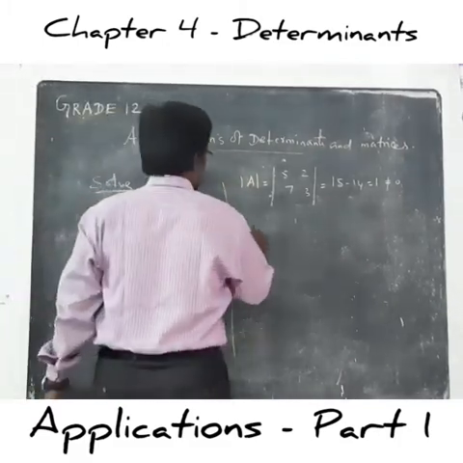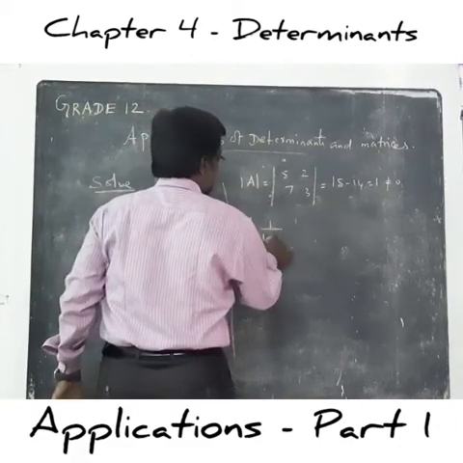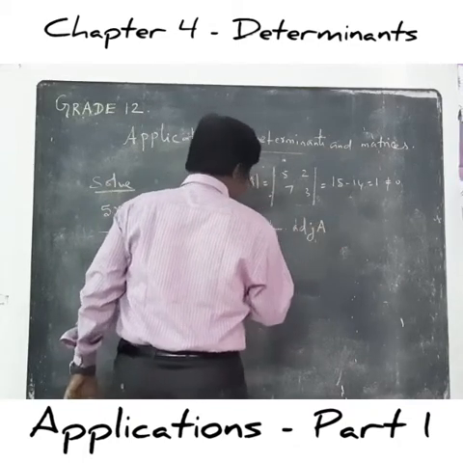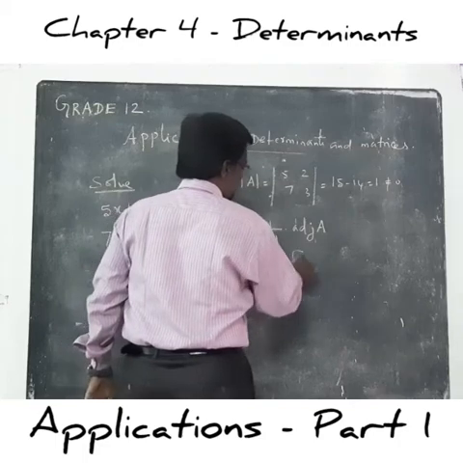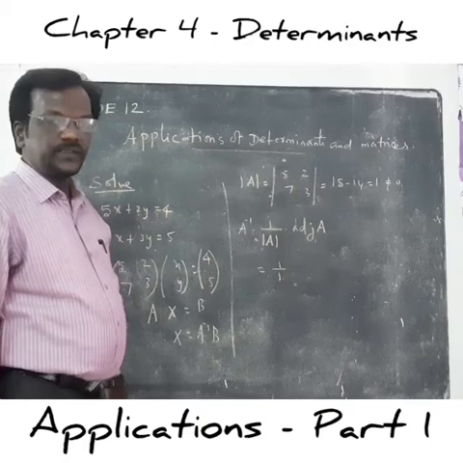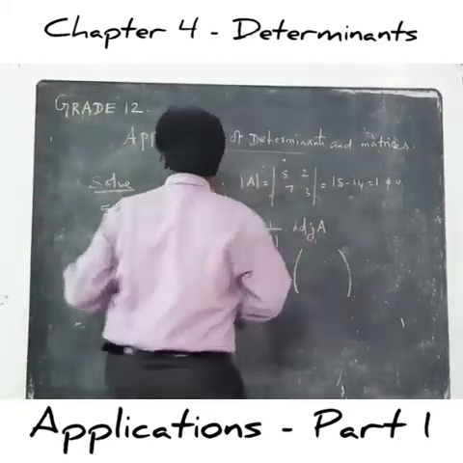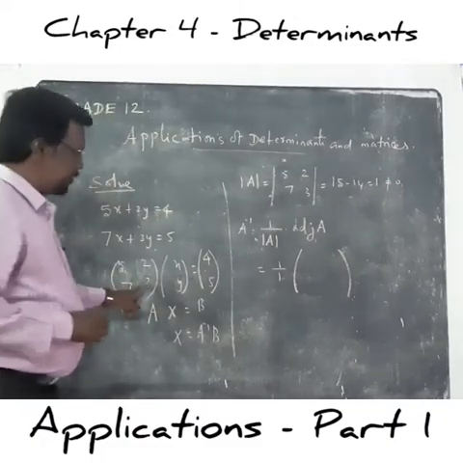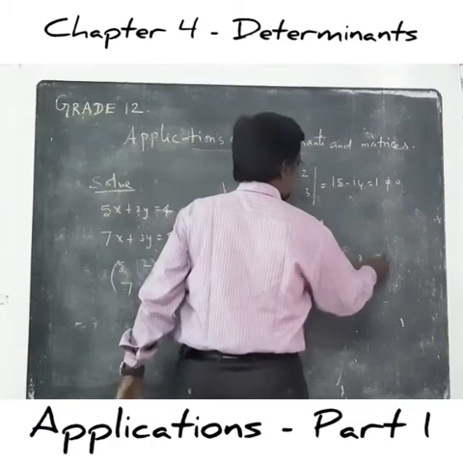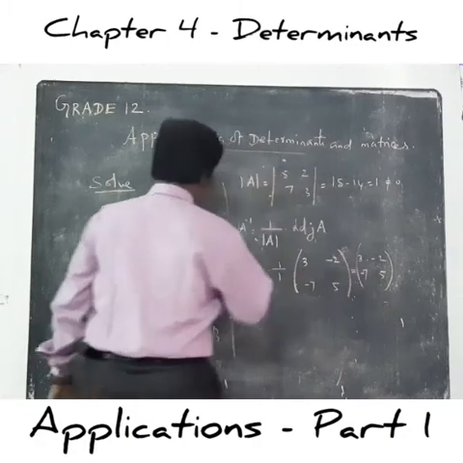So what is A inverse? A inverse is equal to 1 by the determinant value of A into adj A, so equal to 1 by 1. What is adj A? How would we write the adj for a 2 by 2 matrix? You have to change their values, interchange the elements. So this is A inverse, right?